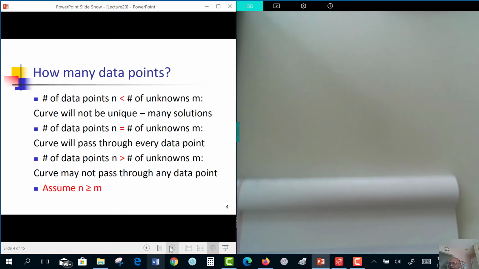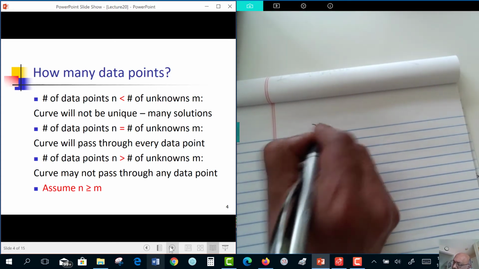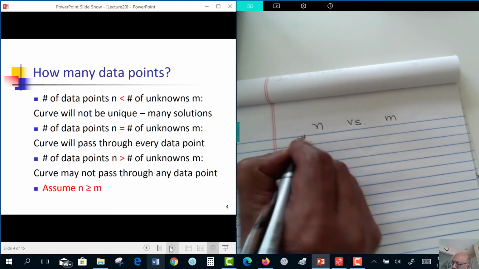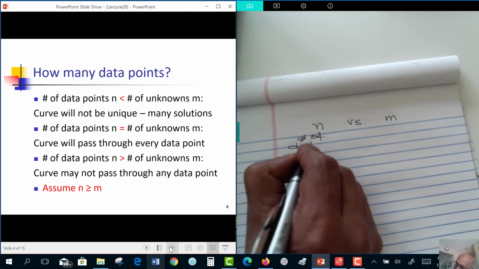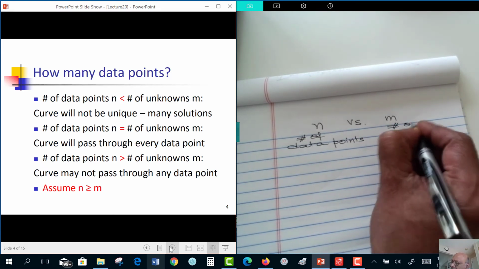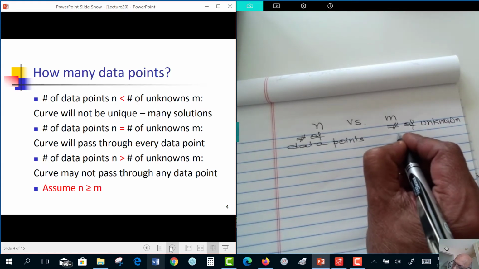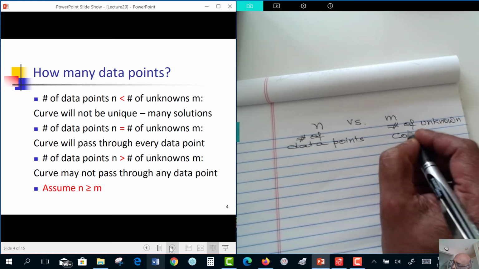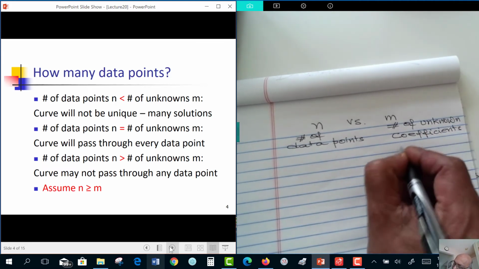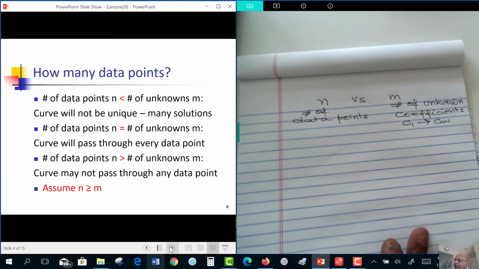Next question is how many data points do we need? So we are asking the question n versus m. This is the number of data points. This is the number of unknown coefficients, the c's that are in our fitting function.